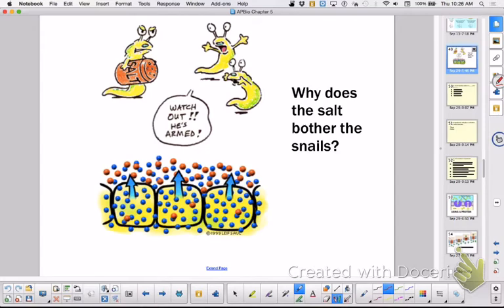We are continuing to discuss Chapter 5, Membrane Structure and Function, and we're going to pick up in just a minute about active transport across a membrane and how energy is required, but we're going to do a little bit of reviewing first. So, with your bio buddy, discuss this. Why does the salt bother the snails? Have a discussion.